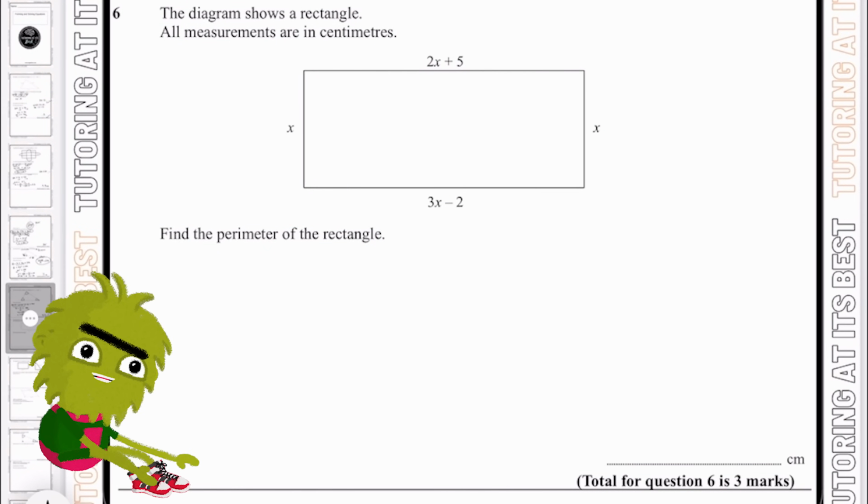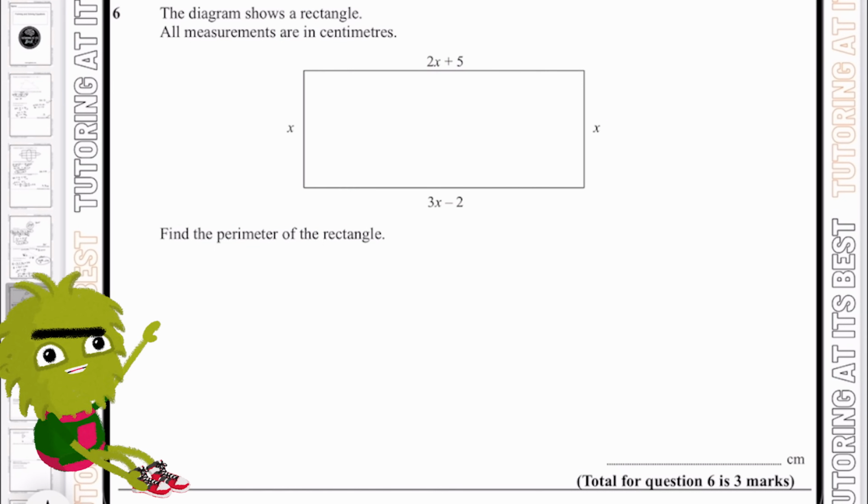So the diagram shows us a rectangle. We have all of our measurements in centimeters, and we now need to work out the perimeter.